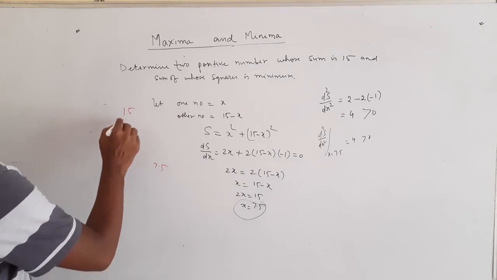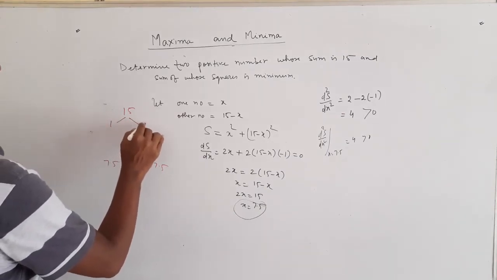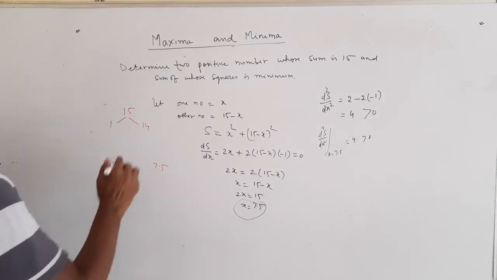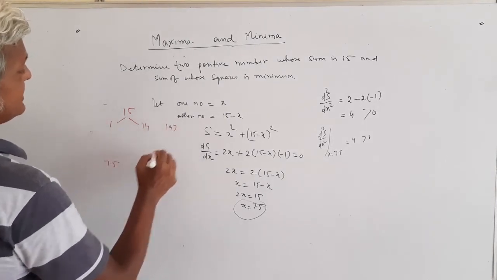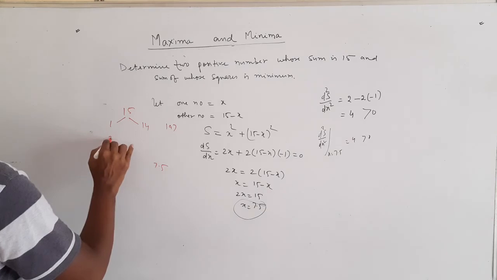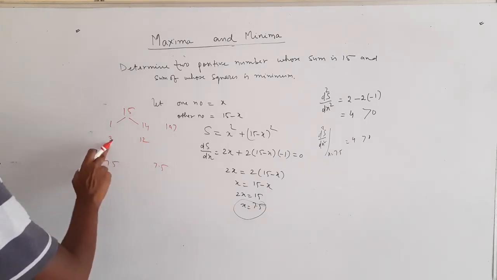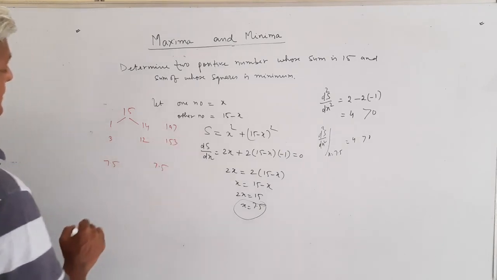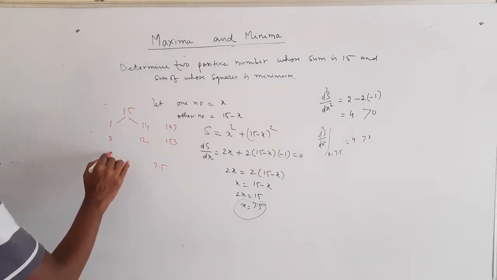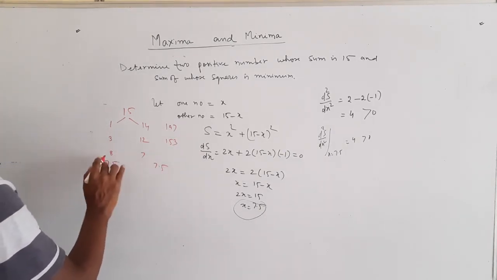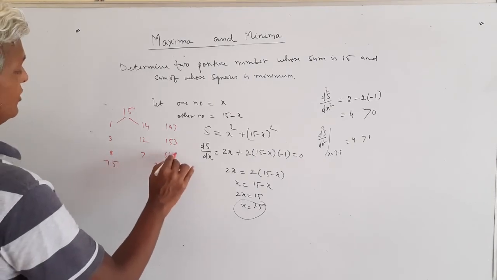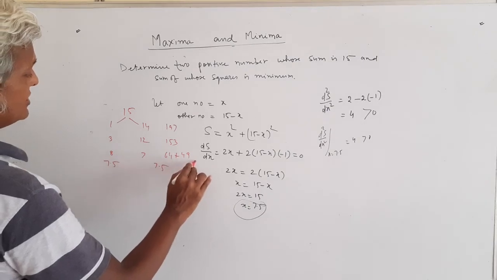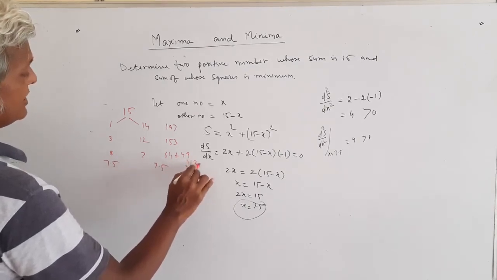Let's check other ways. Suppose one part is 1, the other part is 14, so 1 squared is 1 and 14 squared is 196, so this is 197. If one part is 3, the other part is 12, so this is 9 and this is 144, so this is 153. If I take one part as 8, the other part is 7, so 8 squared is 64 plus 49, this is 113.